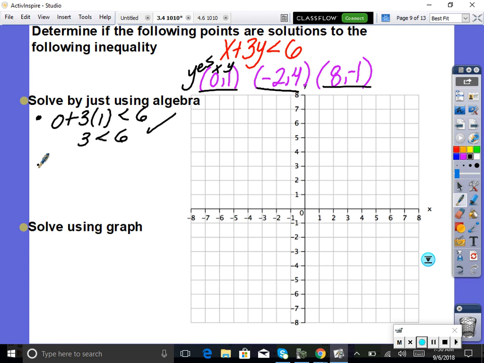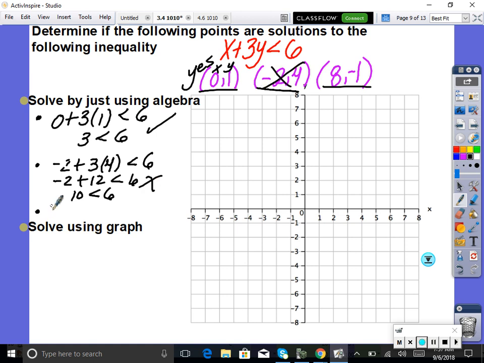Let's plug in -2. So -2, 4. -2 plus 3 times 4, is that less than 6? So that's -2 plus 12 is less than 6. 10 is less than 6, no. So that one is not in the solution set.